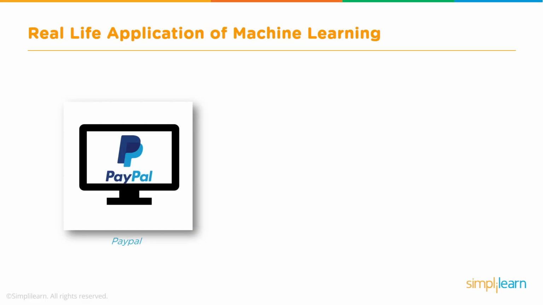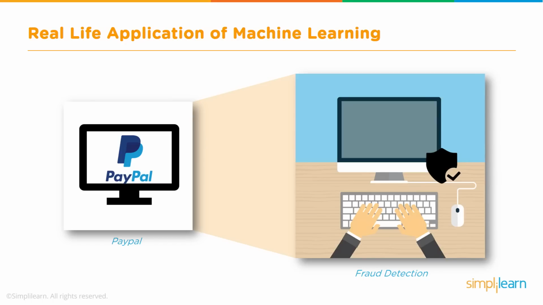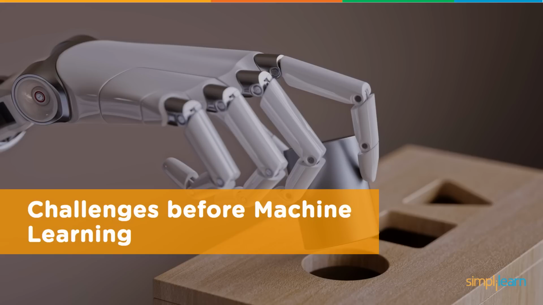Say you've just made an online transaction using PayPal. How does PayPal know that the transaction you've made is the legitimate one? As you know, there are millions of transactions taking place at the same time. How does PayPal differentiate between what is real and what isn't? So now that you know where machine learning is applied, you might be wondering, how was life before machine learning? To help you understand, I'll take you through some of the problems people faced before machine learning.